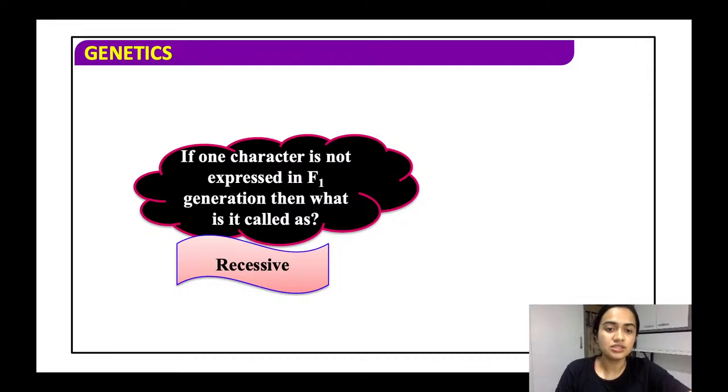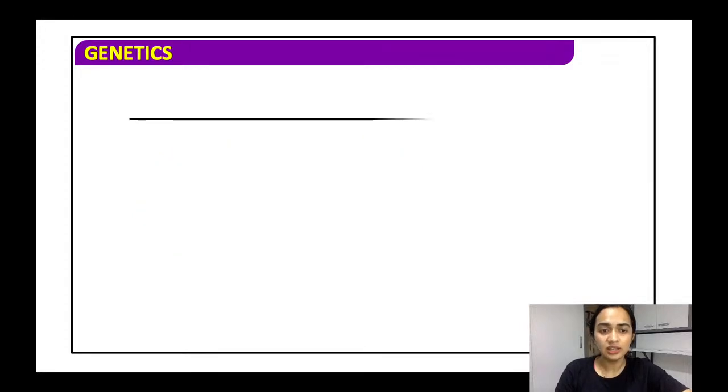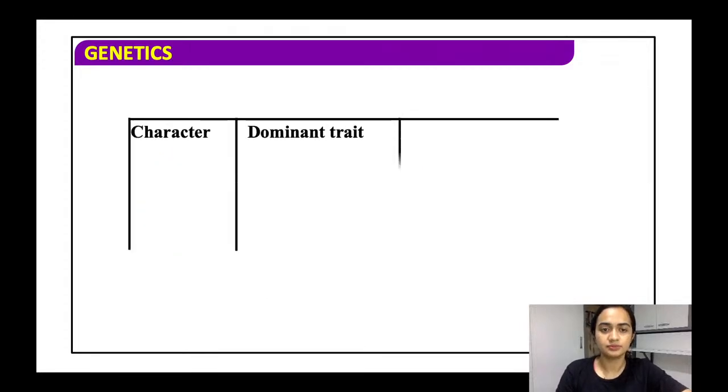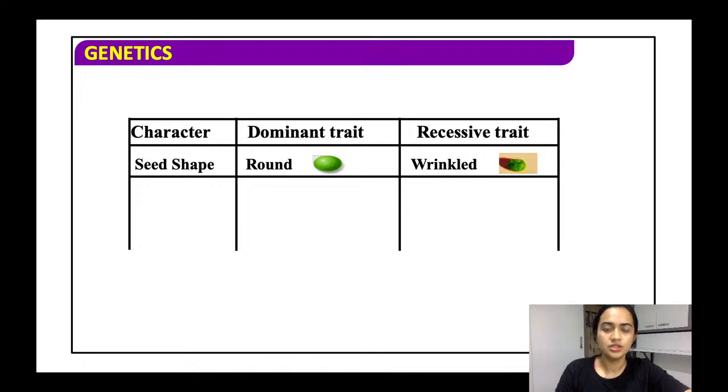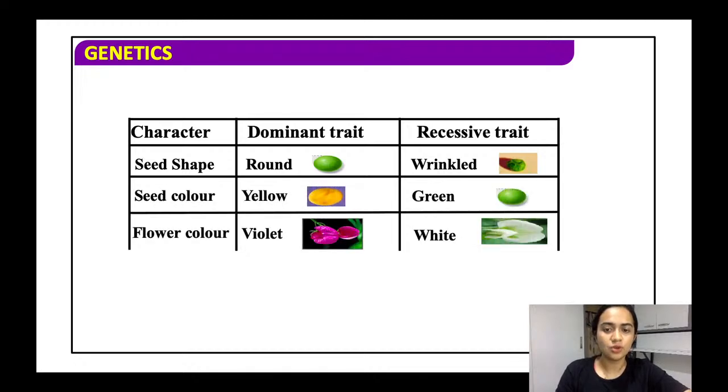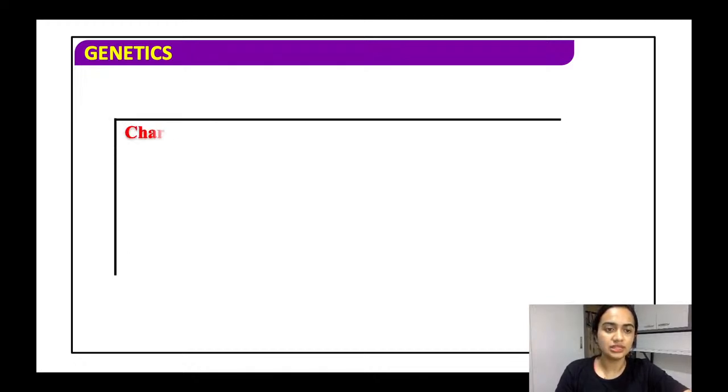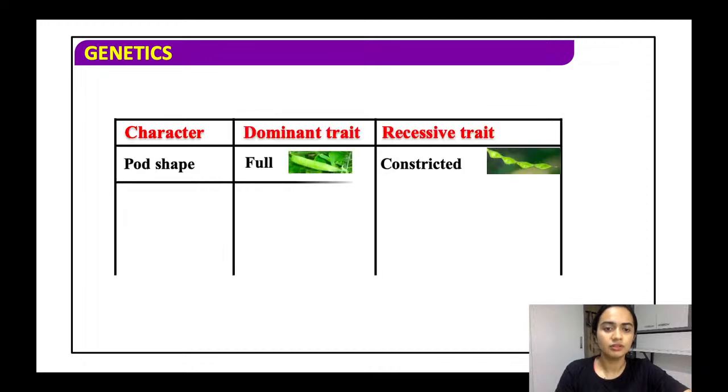If one character is not expressed in the F1, this also you should be able to answer. It is the recessive factor. So yes, these are some examples of the dominant and the recessive traits. Fine.